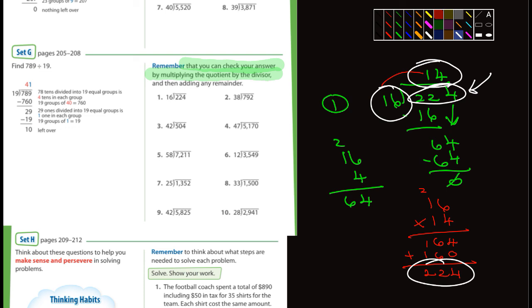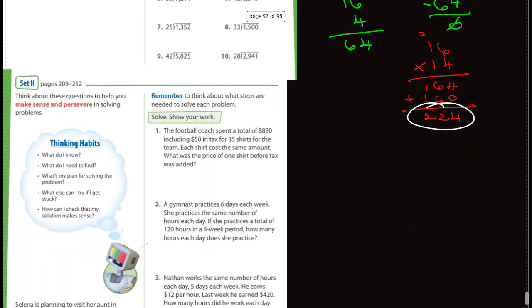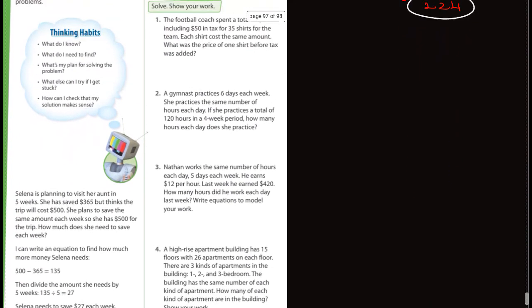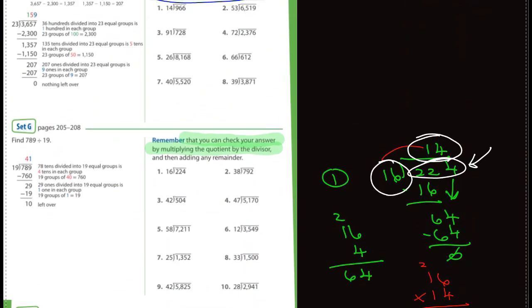Yeah, and I think that's all I'm going to have you guys do. And then Monday we'll do some more review, and I'll have you do page H. But for the weekend, for Friday or Saturday, just go up to set G, and we'll call it good. So, okay, that's it.